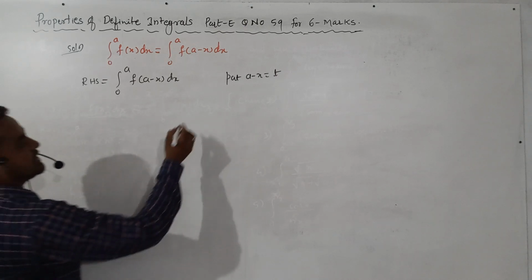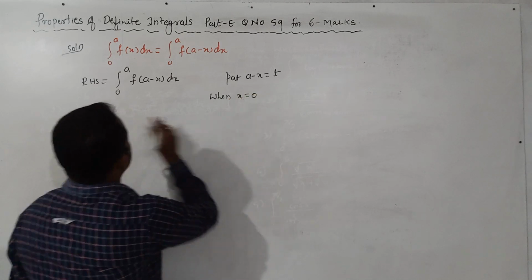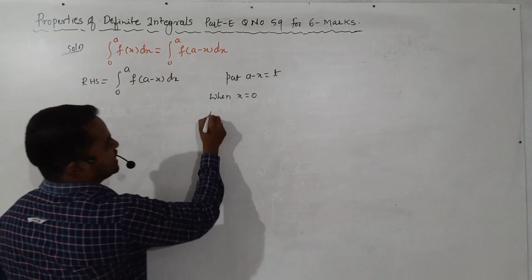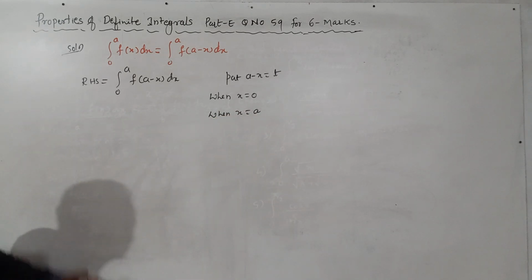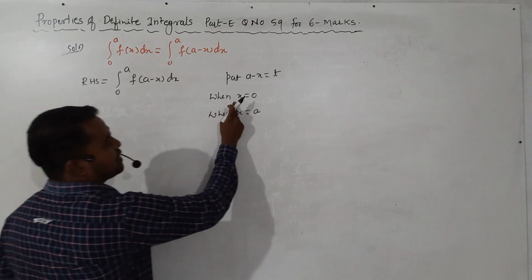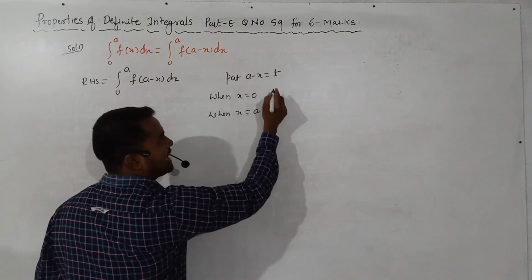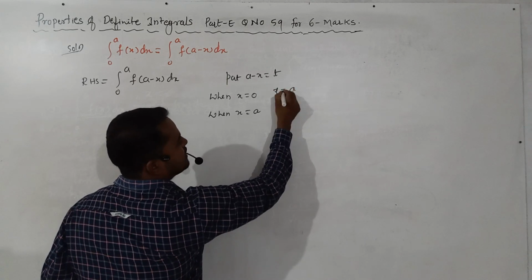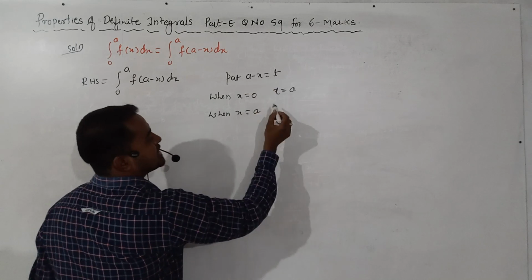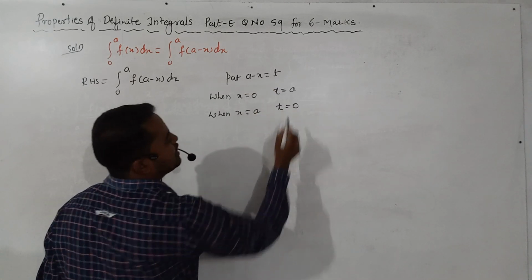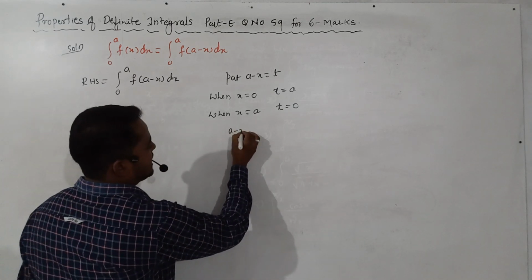See here, when x is equal to 0, this is the lower limit. When x is equal to a, it means: when x is equal to 0, put the value of x as 0 here. A minus 0 is a. Then the value of t is a. When x is equal to a, a minus a is 0. So t is equal to 0.